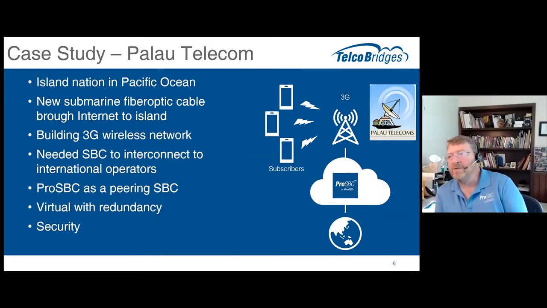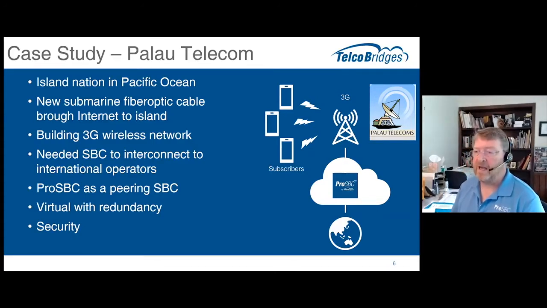We're going to talk about Palo Telecom. This is for those of you that are geographically challenged. This is a small island nation in the Pacific Ocean with hundreds of small islands, and they were pretty isolated from the rest of the world for a long time. More recently they were interconnected with the rest of the world with a submarine fiber optic cable that actually brought the internet to the island nation.